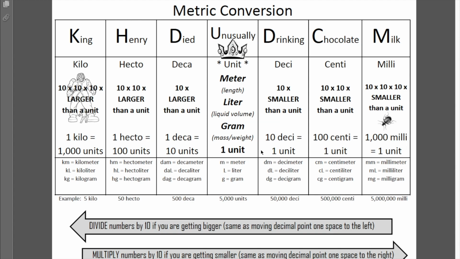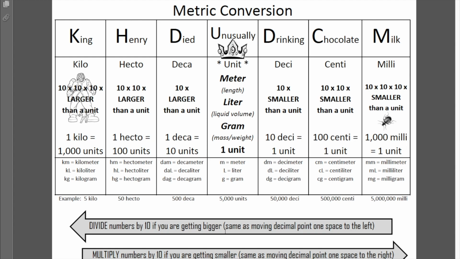You may have heard of the mnemonic device, King Henry died by drinking chocolate milk. This is basically the same thing, except it's King Henry died unusually drinking chocolate milk. In this case, U is standing for your unit, which is still your basis, which is meter, liter, and gram. You can use this chart to help you to convert to kilos, hectos, decas, decis, centis, millis, and your base unit. So let's go ahead and take a look at this paper real quick and break it down a little bit.